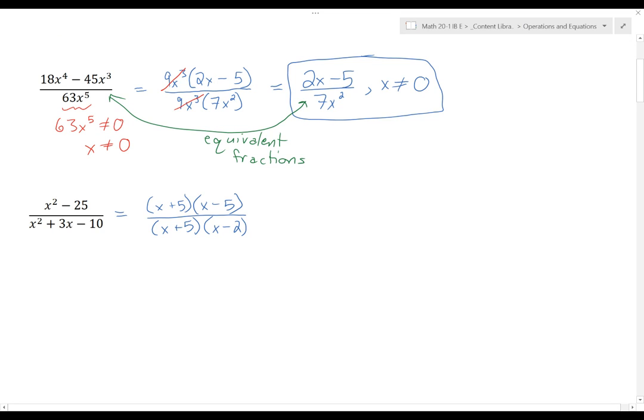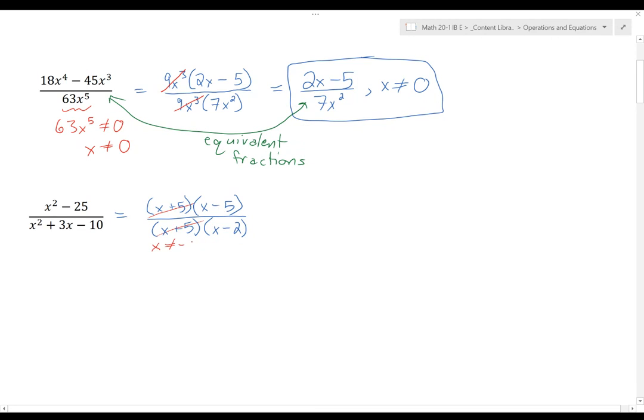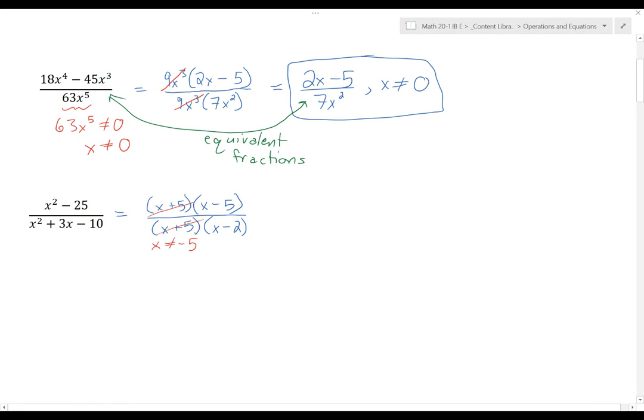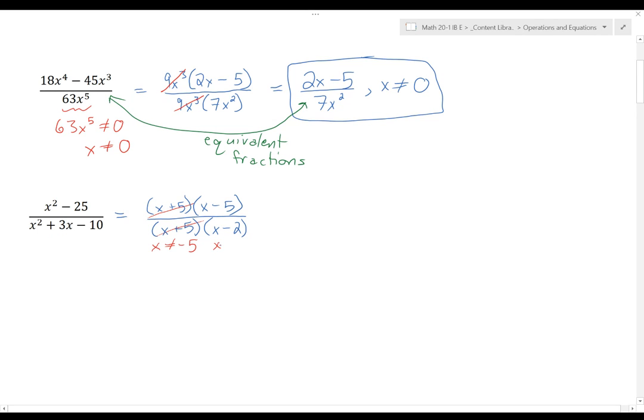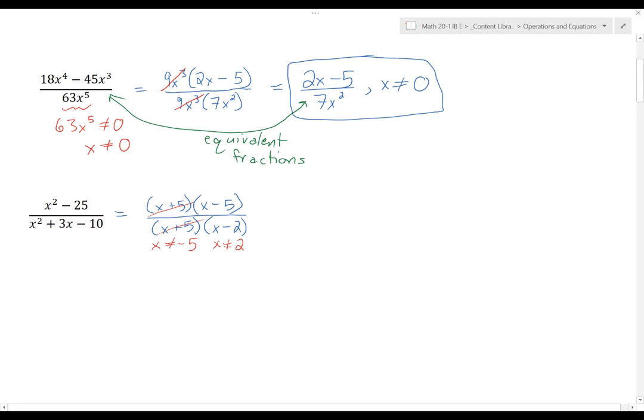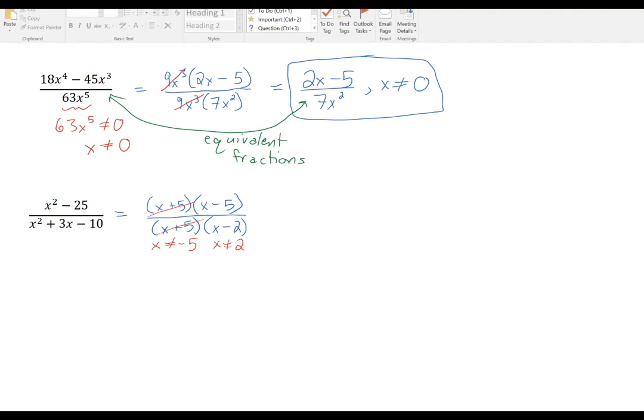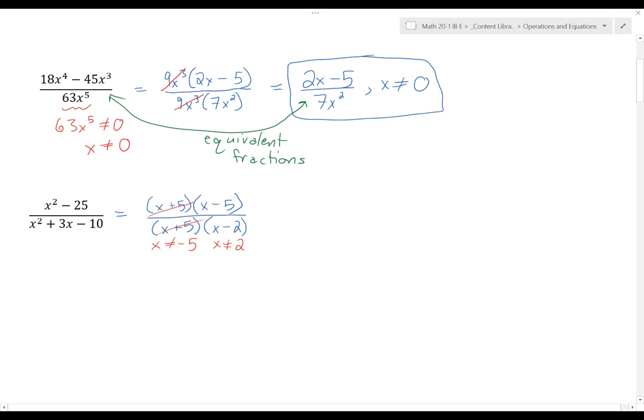Now that it's expressed as factors in the numerator and the denominator, I can see that I do have a common factor of x plus 5. So I can divide that factor out. But hold on, I can only divide that factor out if x doesn't equal negative 5. So the fact that I'm canceling out this factor, dividing out that factor, means that that restriction needs to stay in place. Now, my original fraction has two restrictions, x can't equal negative 5 and x can't equal 2. The fact that I'm canceling the x plus 5 does not cancel the restriction.